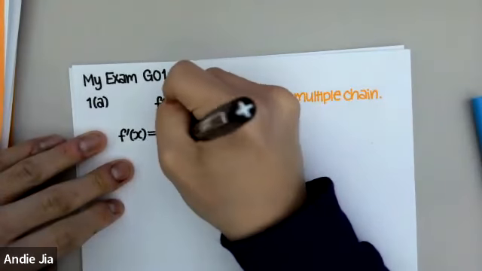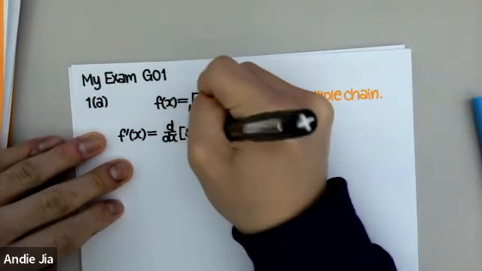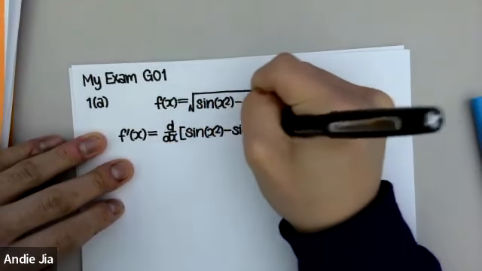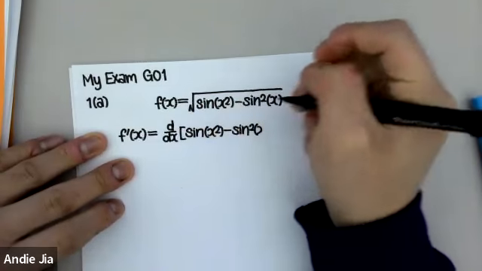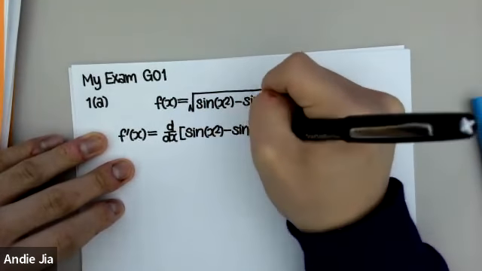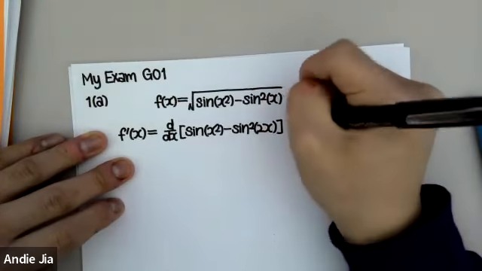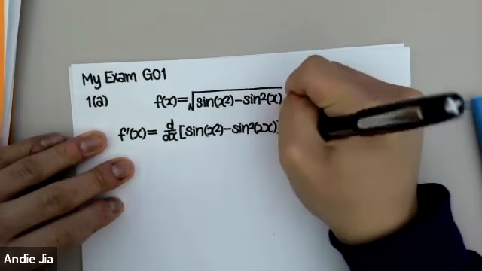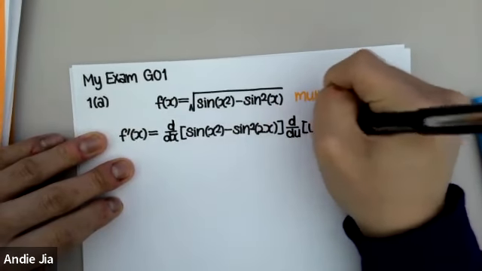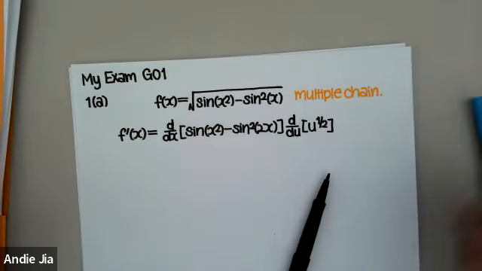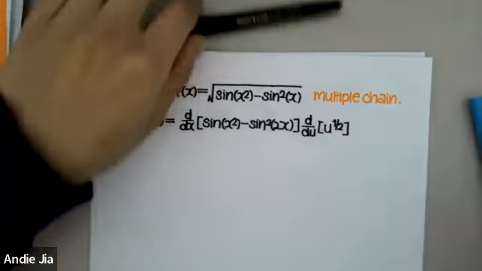So it's gonna be sine of x squared minus sine squared of 2x. And then the derivative of u to the 1/2, and then just solve this limit there. No, solve this chain rule.